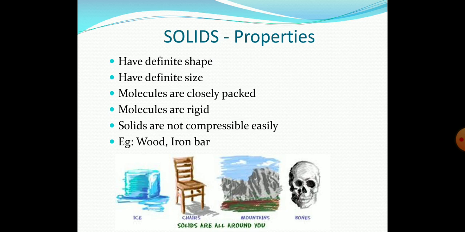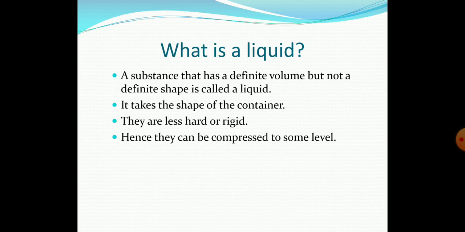Now coming to the properties of the solids, they have definite shape, they have definite size, the molecules are closely packed, and the solids are not compressible easily. You have the examples as wood, iron bar. We can see examples from the pictures also. So solids have a definite shape, definite size, they are not compressible, they are very rigid, and the molecules are closely packed.